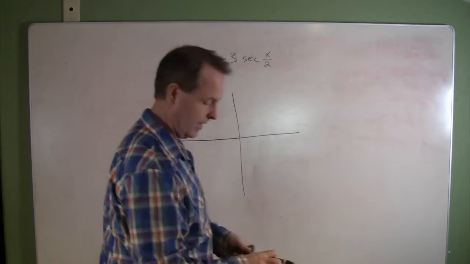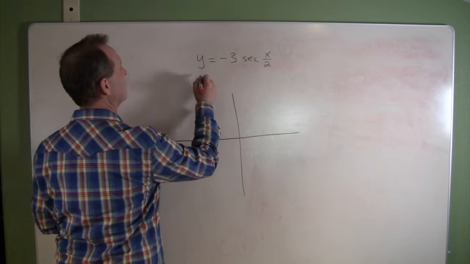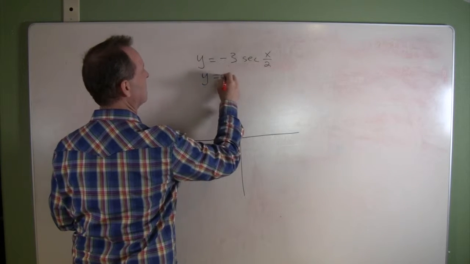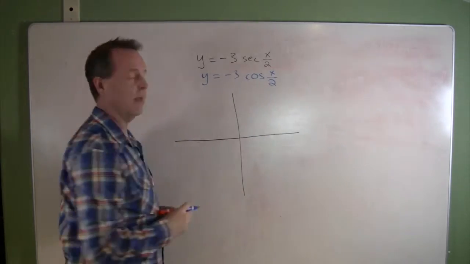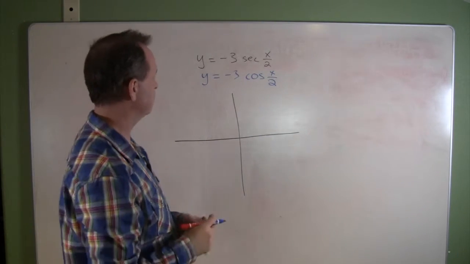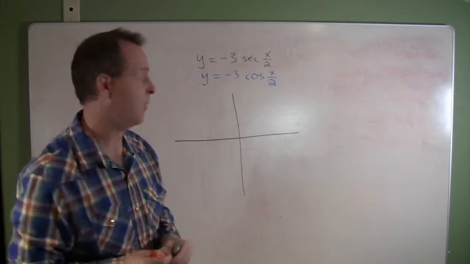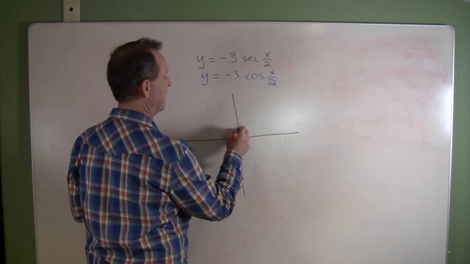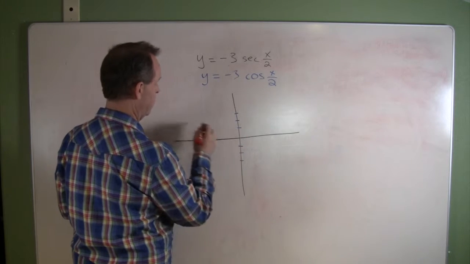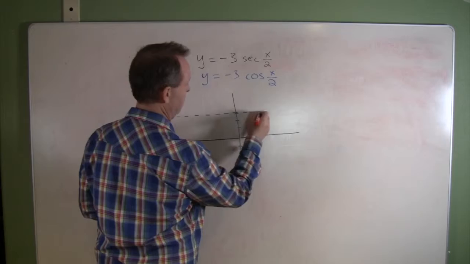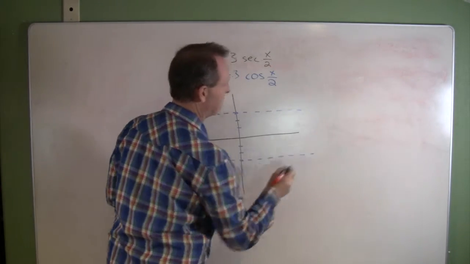So let's see if we can go ahead and graph its reciprocal function, the cosine function. And I see that I have an amplitude that I can deal with right away, an amplitude of -3: 1, 2, 3, 1, 2, and 3. So I'm going to just go ahead and put some markers down there.